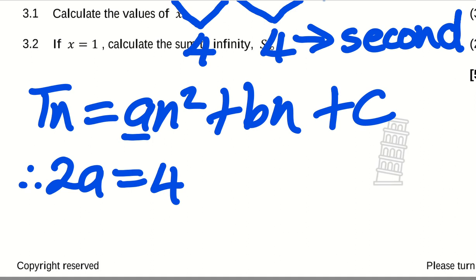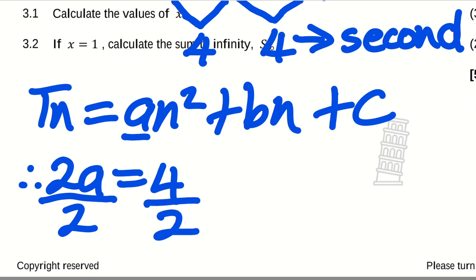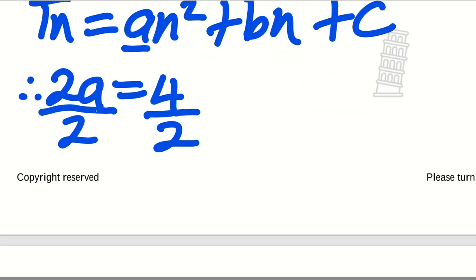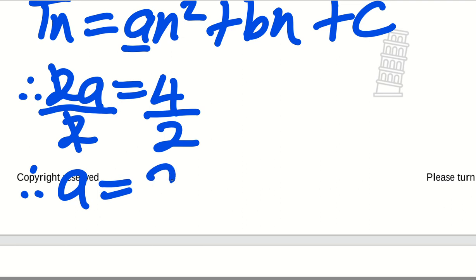So for you to get the second difference, you have to multiply a by 2. To find a, it's a matter of dividing by 2 on both sides of the equal sign, so that the 2 in front of a gets cancelled and we're left with the a that we want. Therefore a is equal to 4 divided by 2, which is 2. So our a is 2. That's the first one. We still need to find a, b, and c.